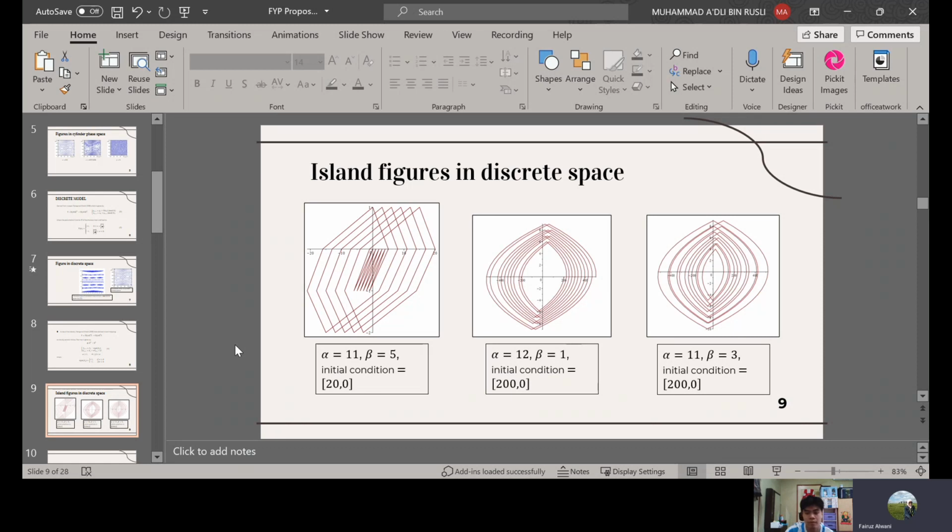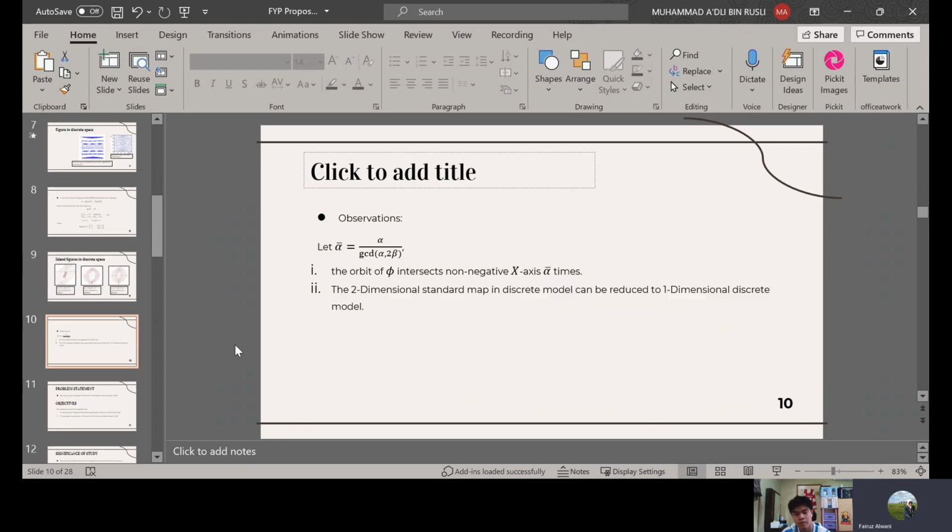Okay, next page 10. Okay, ni observation kita. Bila alpha bar equals to ni, kita nampak the orbit of alpha bar intersect non-negative x-axis alpha bar times. That means it is periodic. Lepas tu, two-dimensional standard map in discrete model can be reduced to one-dimensional discrete model disebabkan oleh intersection yang alpha bar times tu.